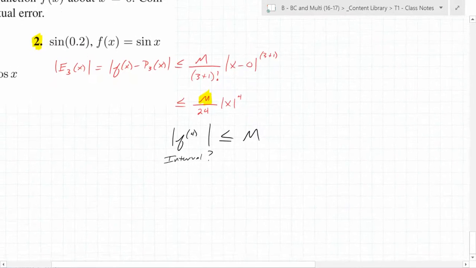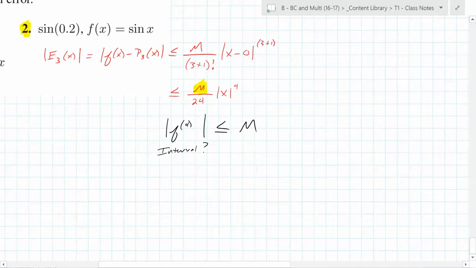Someone who hasn't spoken yet for this one right here. We're around 0, and we're estimating sine of 0.2. What do you think the interval should be? Raise your hand when you think you have it. We're using 0.2, so where does that have to be? In the interval. So what do you think the interval should be?